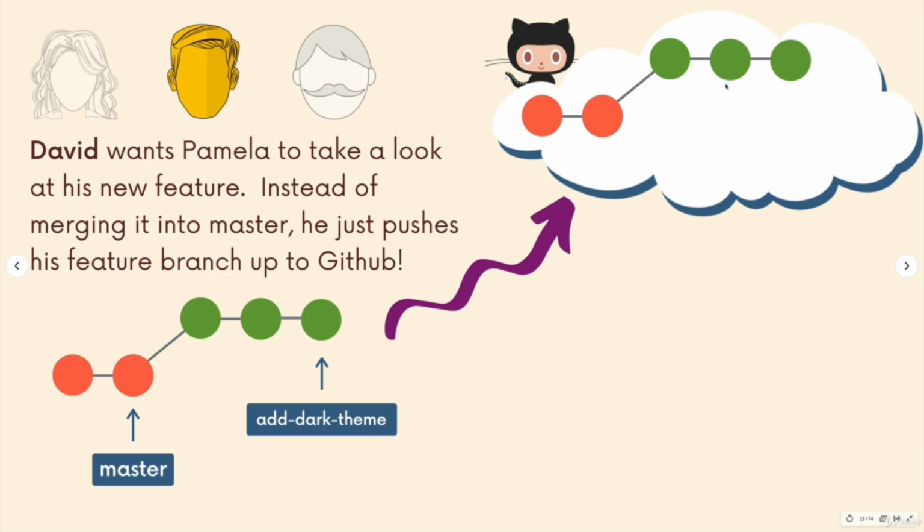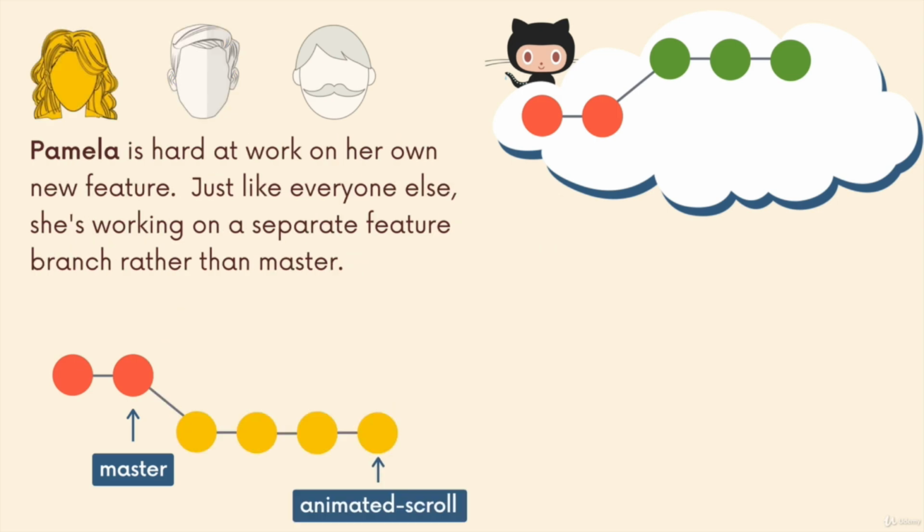So he didn't merge it into master, right? It's not merged into anything. He just pushes that feature branch up to GitHub. So at the same time, during this morning or afternoon or whatever it is, Pamela has been working on her own new feature. Animated Scroll is the name of the branch she's working on. It's a totally separate branch. It's in yellow here to make that clear. She's not working on master. Nobody works directly on master or main. So she's working on her branch.